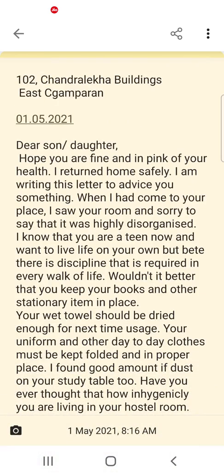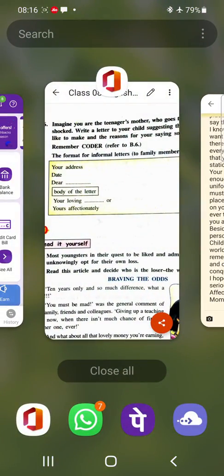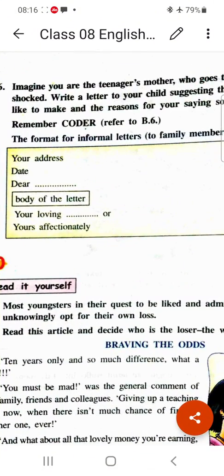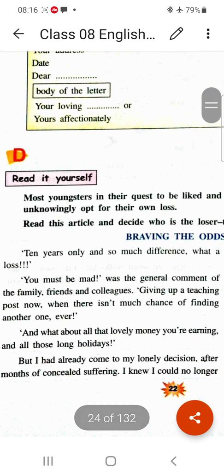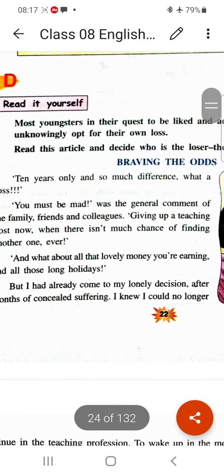Here we finished our letter writing. Now, on screen only, I'll continue with read it yourself. Normally, this read it yourself is the segment that is to be done by you. This is the very first read it yourself. Like your DIY, it is RIY. Read it yourself.